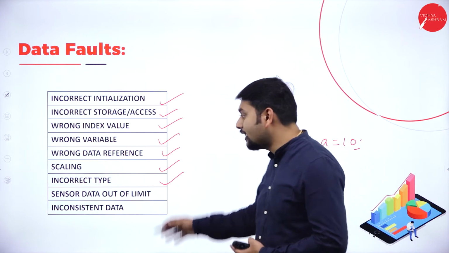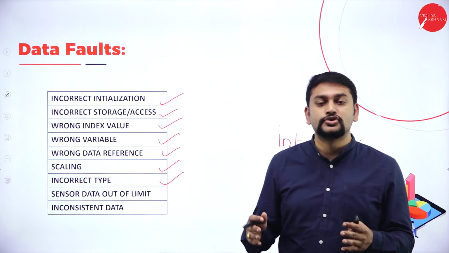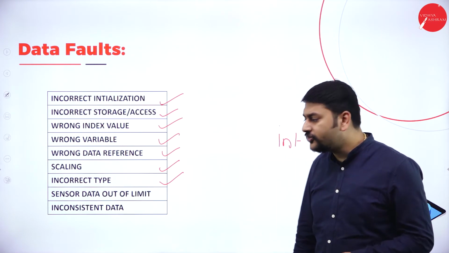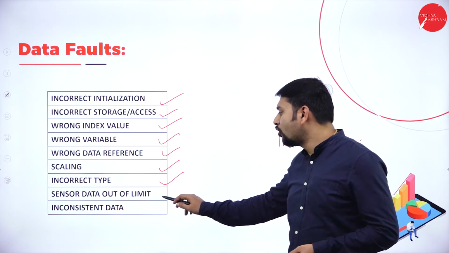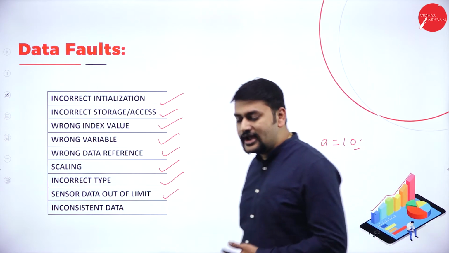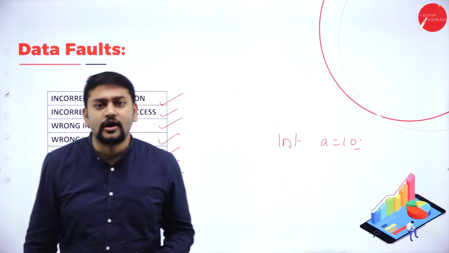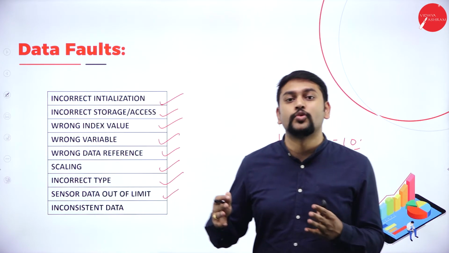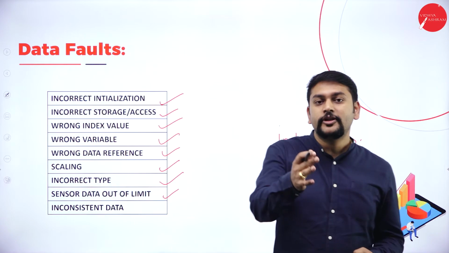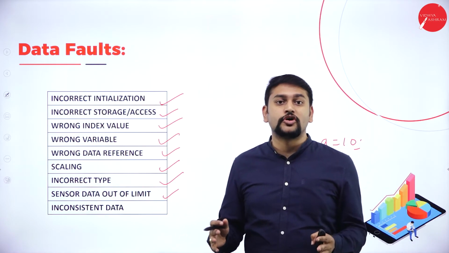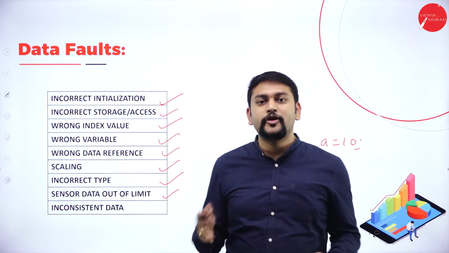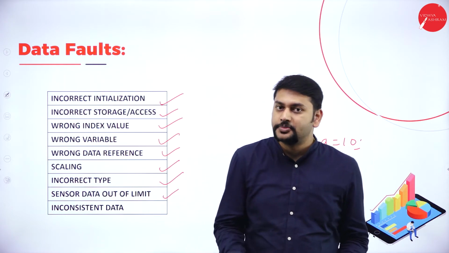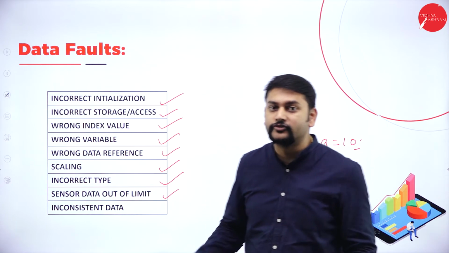And I have scaling. So how much should I store? That's what you need to remember with respect to the scaling. Fine. Sensor data out of limit. Sensor data in the sense what? Even the camera, whatever I'm using now, is also treated as one of the sensors. That will be generating data which is out of limit. Say for example, instead of 100 GB, if it is generating 200 GB, it's out of limit. So that could be one of the faults.